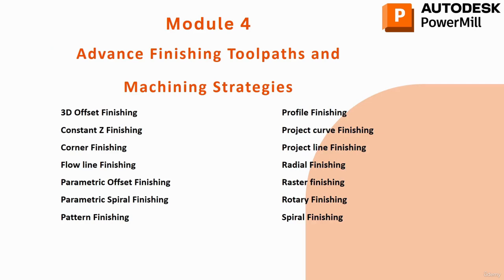So we have already started module number 4, which is all about advanced finishing toolpaths and machining strategies, and we have covered the 3D offset finishing, constant finishing, corner finishing, floor line finishing, parametric offset finishing, and parametric spiral finishing. And the last one we did was the pattern finishing operation.